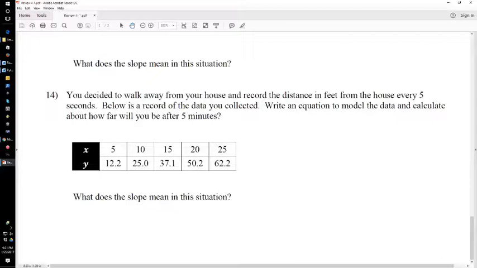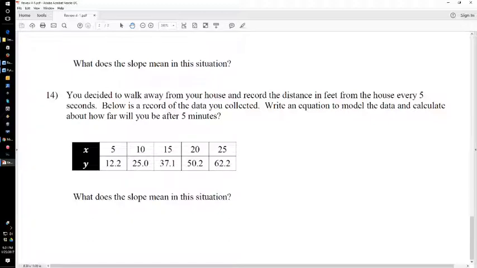All right, last one. You decide to walk away from your house and record the distance in feet from the house every 5 seconds. Below is a record of the data you collected. Write an equation to model the data and calculate how far you would be after 5 minutes.